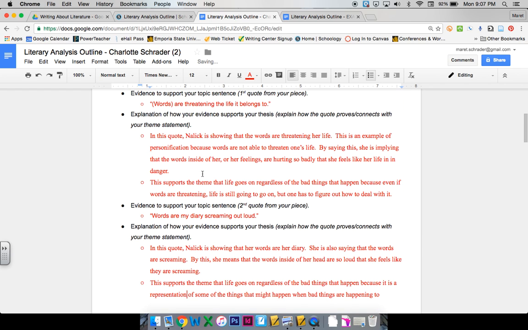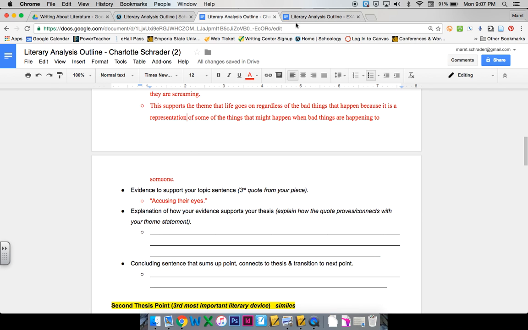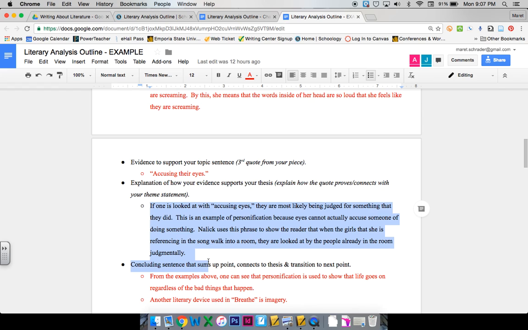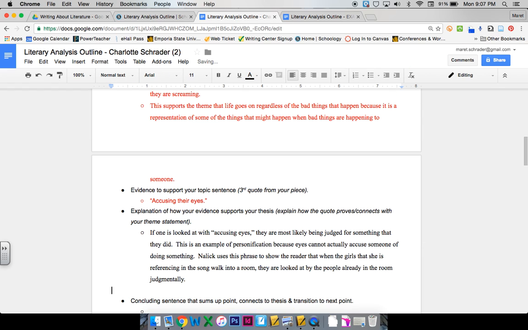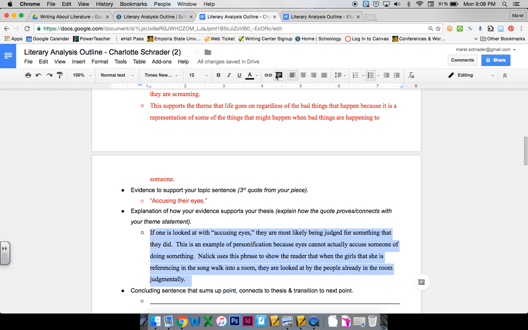You're really going to have to think about this part. This is honestly the hardest part of the outline, the explanation of how your evidence supports your thesis. But I promise you, if you spend some time thinking about this, it will make your rough draft go so smoothly. So really take some time to think about what the quote means and how it supports your theme. Then obviously you would do the next one for accusing eyes. I also have that one too.